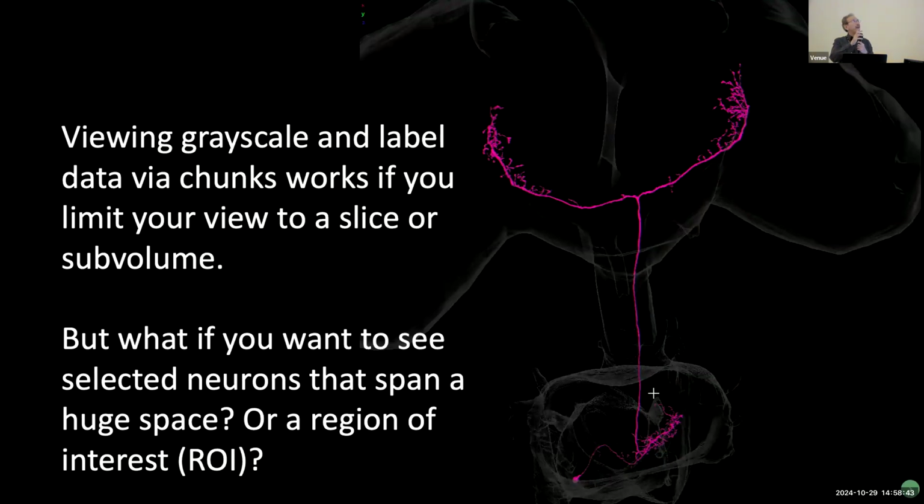Now, the problem is that you may not know exactly where a neuron will stretch. In this particular case, this neuron goes across the entire brain, which is a massive amount of volume. And so you won't be able to easily say, okay, I want just this neuron and not everything else around it. So how would you wind up doing that?